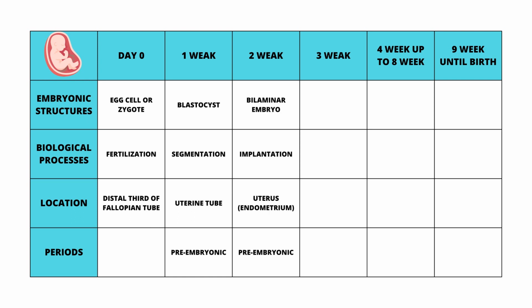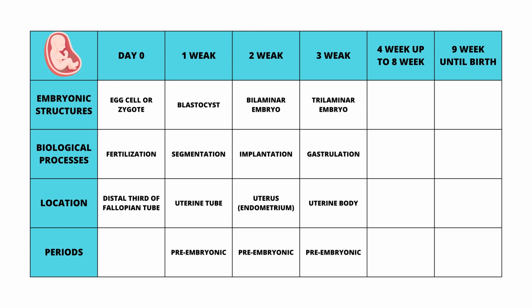In the second week, several changes occur at the intraembryonic level. The embryo is made up of two laminae, which is why we call it a bilaminar embryo. The most relevant biological process is implantation, where the embryo is introduced into the endometrium of the maternal uterus. This week continues to constitute the pre-embryonic period.